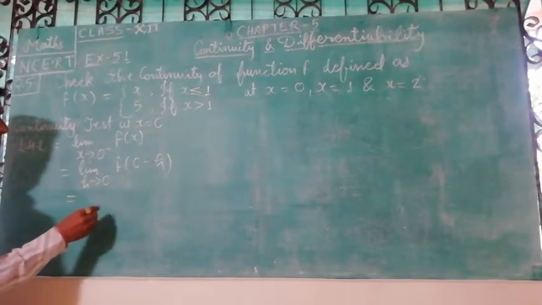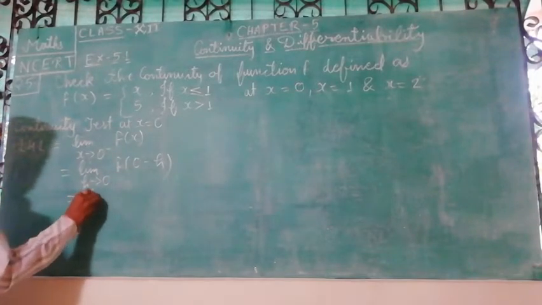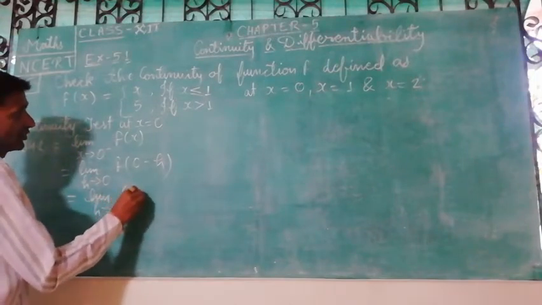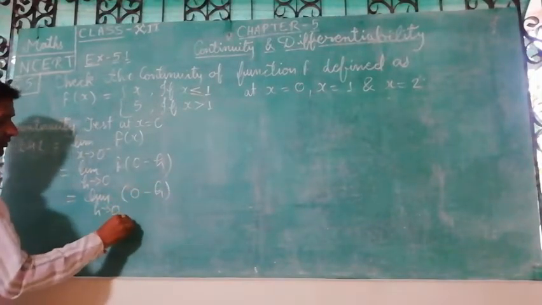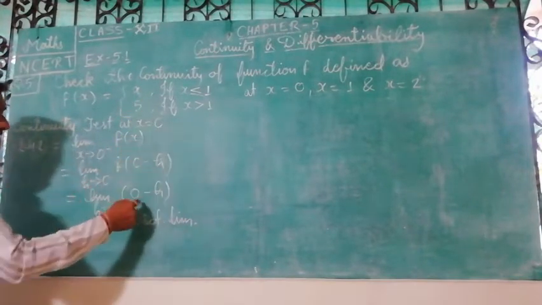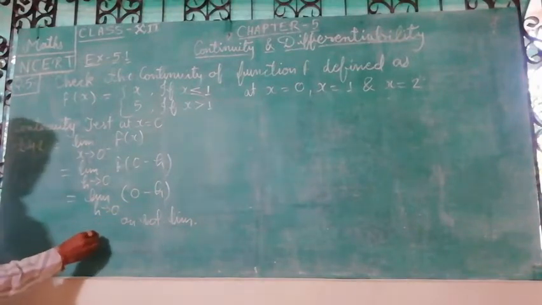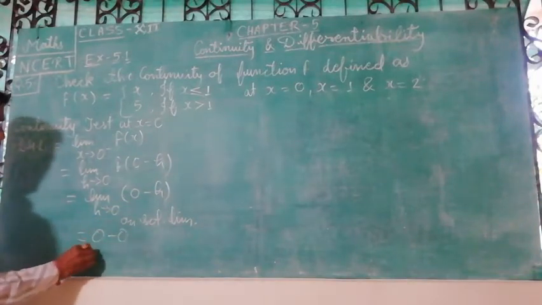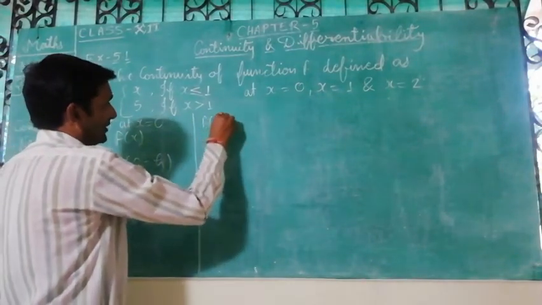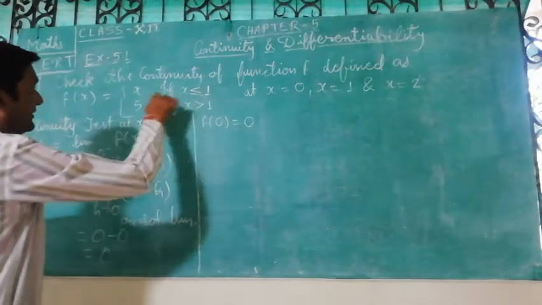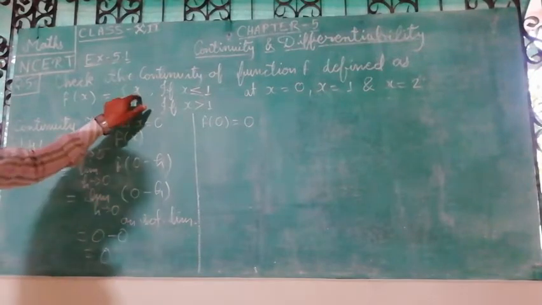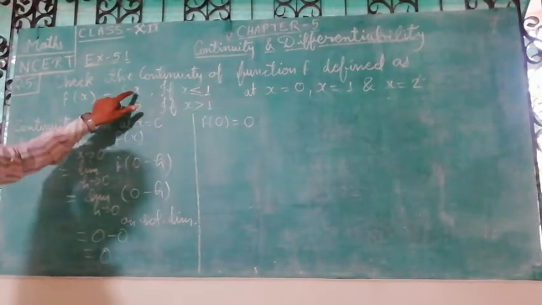So it will be limit h tends to 0 of 0 minus h. On solving the limit, because in place of x we are writing 0 minus h, it will be 0 minus 0, that is equal to 0 only. Now f of 0 is equal to what? It is 0 only, because less than or equal to 1 means it is x, so we have to do this only.